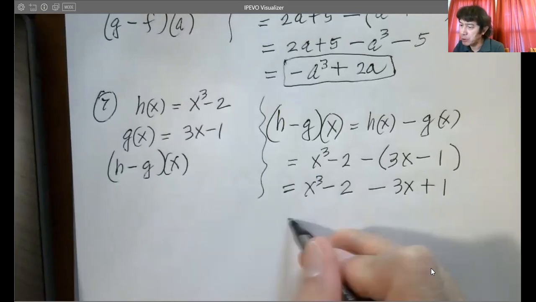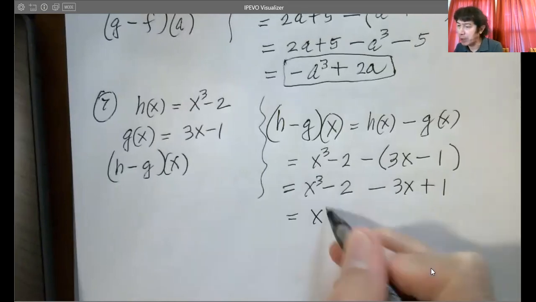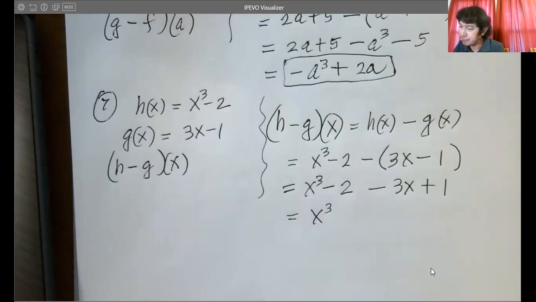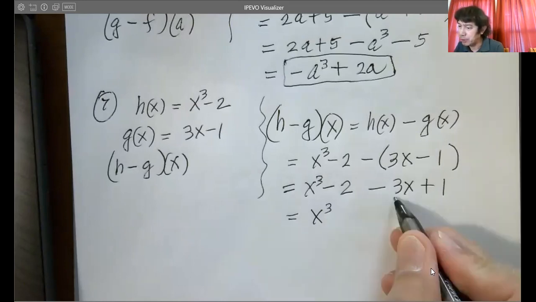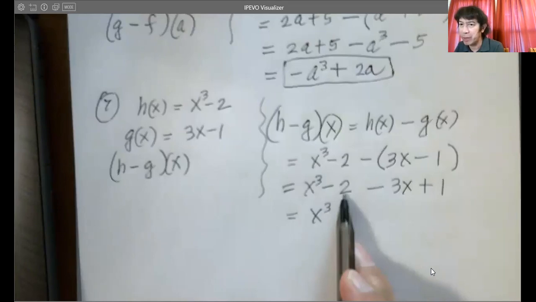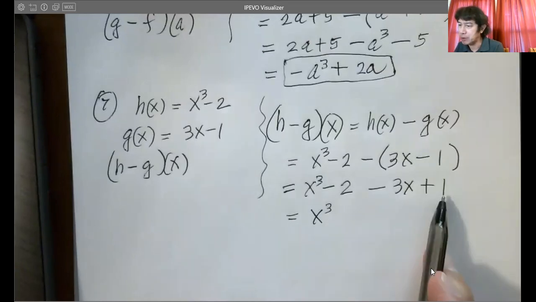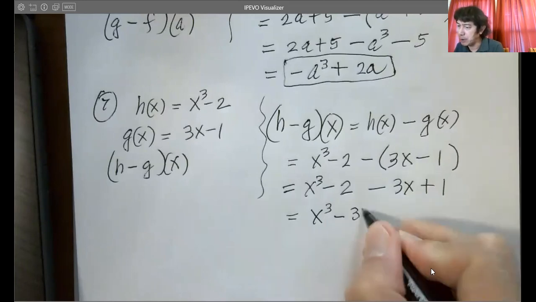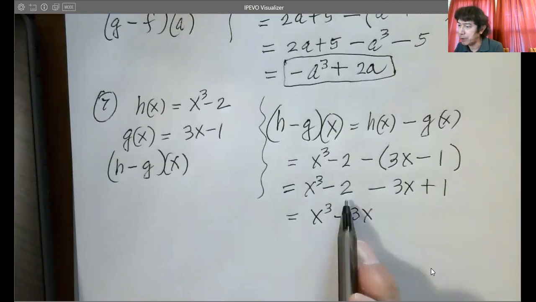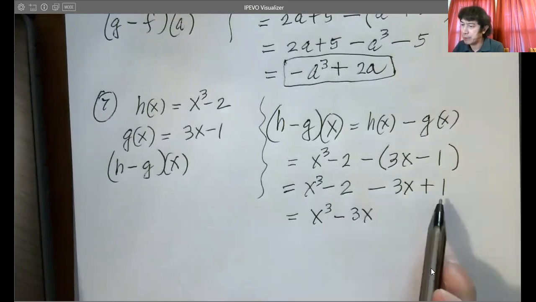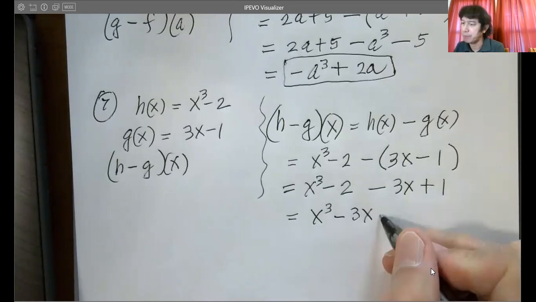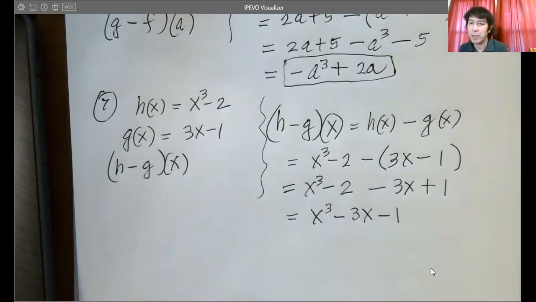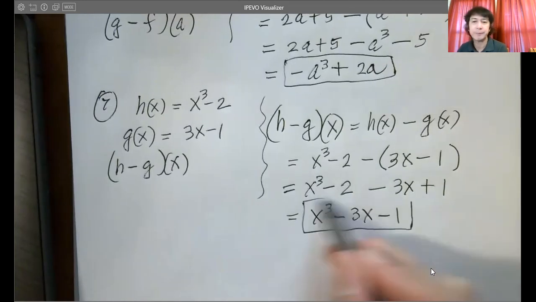x cubed remains x cubed. Minus 3x is the same. Now this negative 2 and the number 1 combine. The negative 2 and the positive 1 give a negative 1. So this is negative 1 there. x cubed minus 3x minus 1 is the answer.